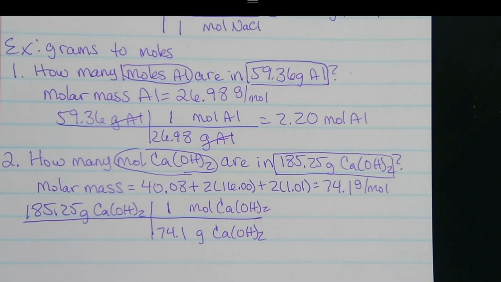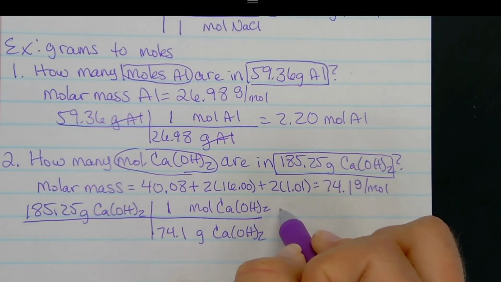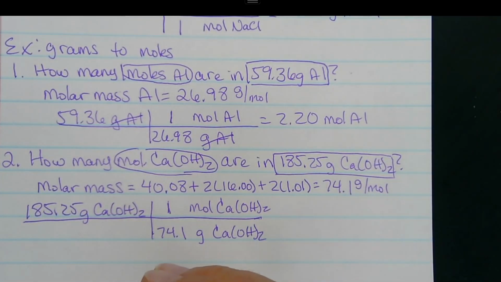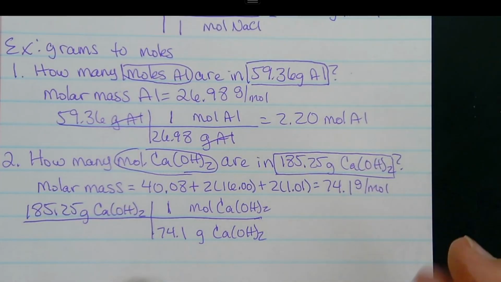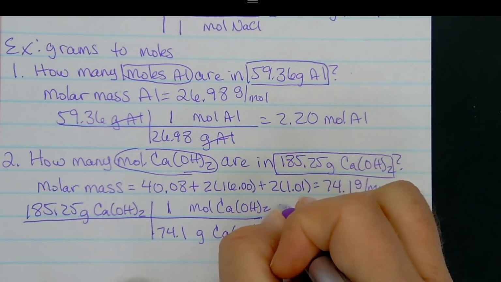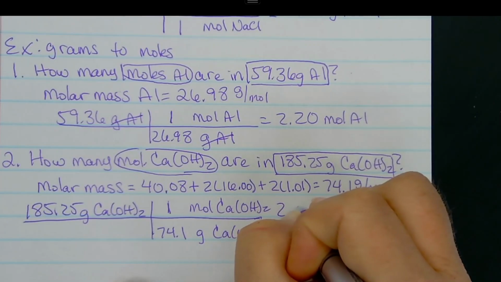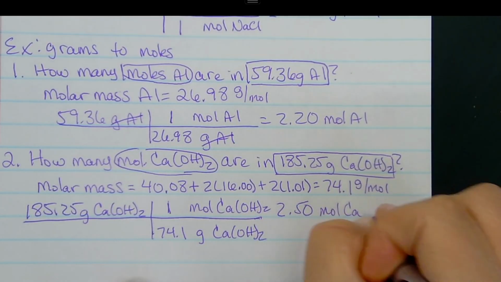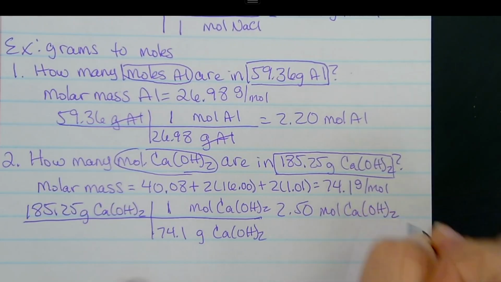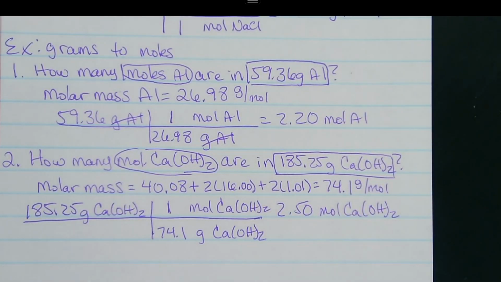This number is on the bottom, so what are we going to do with it? Divide. Notice this has 2 decimal points, so we'll take it out to 2 decimal points. If you look at that one, it's again 2.500 and some numbers, so we'll leave it at 2 decimal points, 2.50 moles of calcium hydroxide. Okay. Questions?